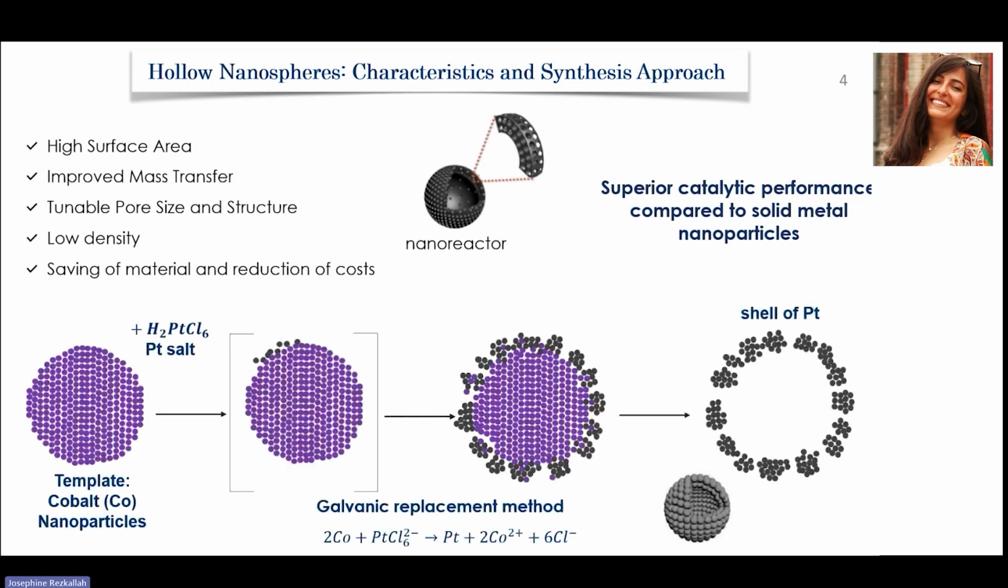In our work, we've used the galvanic replacement reaction method to synthesize hollow nanospheres using cobalt nanoparticles as a template. So it's a replacement reaction that happens between cobalt nanoparticles and the platinum salt. Now, at this point, after synthesizing platinum-based hollow nanospheres as our material, the next question is: do these attractive characteristics of such systems endure when the catalyst is exposed to heat, pressure, and gases during a chemical reaction?